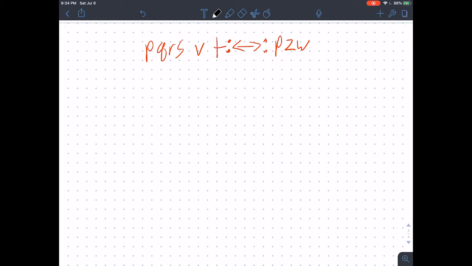So let's substitute in for P. Let's do A or B. Right, and sometimes this is going to change the dot structure of the schema when we do this. You'll see what I mean. So here, we would get A or B and Q and R and S, or T.